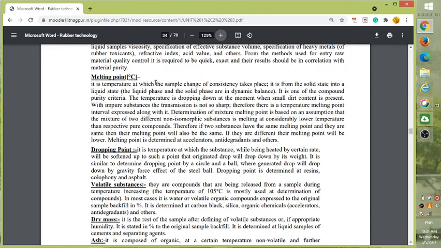The liquid phase and the solid phase are in dynamic balance. It is one of the compound purity criteria. The temperature is dropping down at the moment when a small dirt content is present. With impure substances, the transition is not so sharp. Therefore, there is a temperature melting point interval expressed along with it.